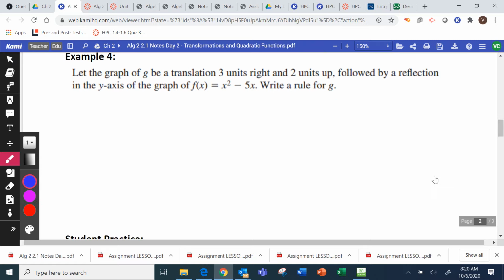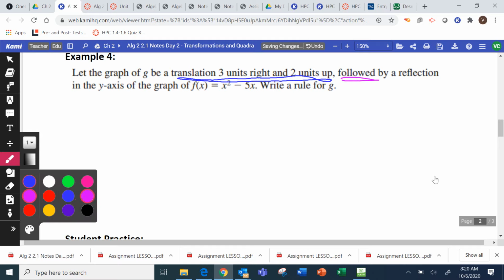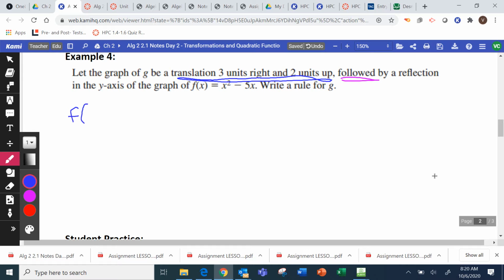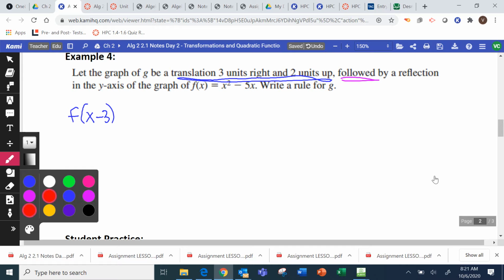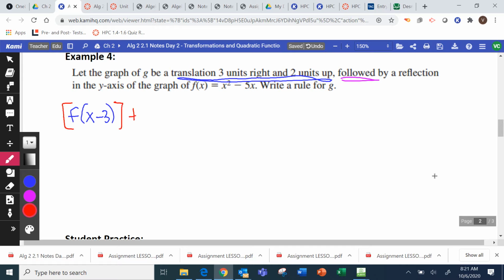Okay, so I'm going to look for the words followed by. I'm going to look in front of the word followed by. So there's followed by, and in front of it, a translation 3 units right and 2 units up. So 3 units right would be f of x minus 3. 2 units up would be on the outside of that, plus 2.